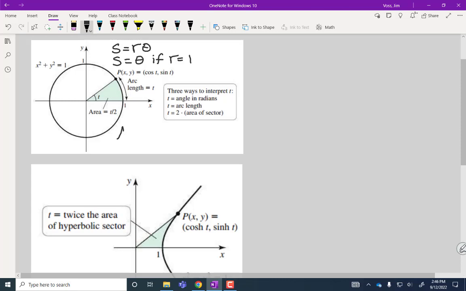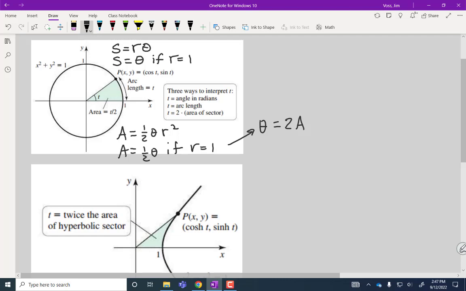Now, area of a sector of a unit circle, of any sector, area of a sector is 1/2 theta r squared. So A equals 1/2 theta if r is 1. And if you solve for the angle, you get that theta is equal to 2 times the area of the sector. Not a property we usually look at. But if you wanted to, you could say that that area right there is t over 2, or t is twice the area.